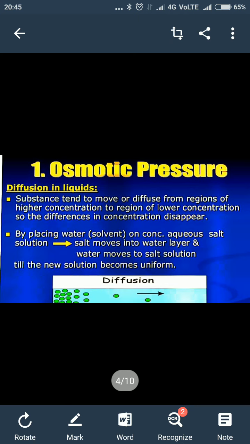Salt moves into the water layer and water moves into the salt solution till the new solution becomes uniform. That is, till the concentration of both the solutions becomes uniform. See, these are the molecules. They are moving from where the concentration is high towards where the concentration is low. जहाँ अधिक सांद्रता है वहाँ से ये कम सांद्रता की ओर मूव कर रहे हैं. This is diffusion, विसरण.